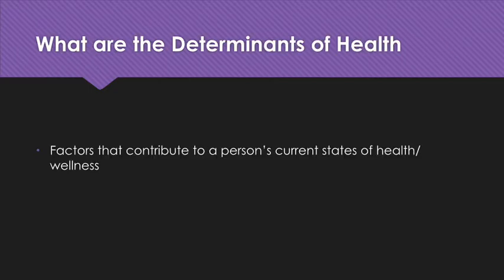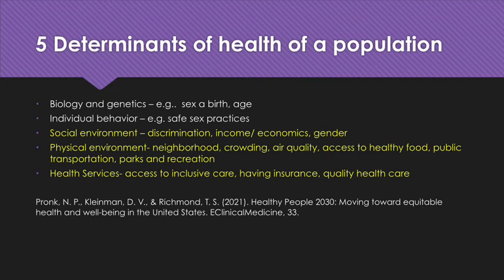So, what are the determinants of health? Well, the determinants of health are defined as factors that contribute to a person's current state of health and wellness. And we talk about 5 determinants of health of a population. Number 1, biology and genetics, which would refer to age or sex at birth. The second is individual behavior, such as practicing safe sex practices. The third is social environment, where we talk about discrimination, income and economics, and gender.